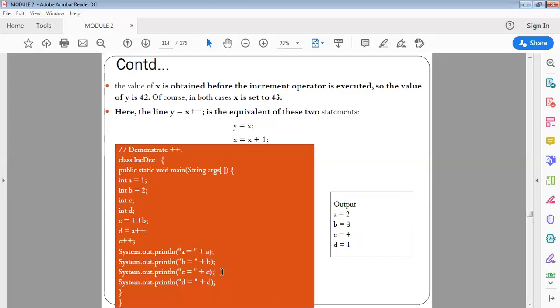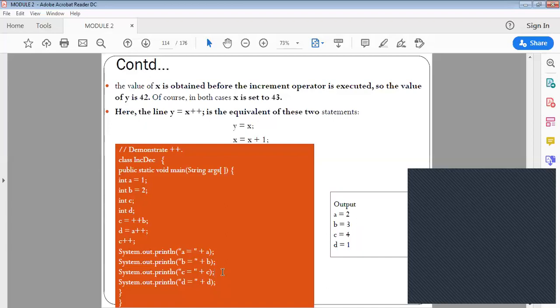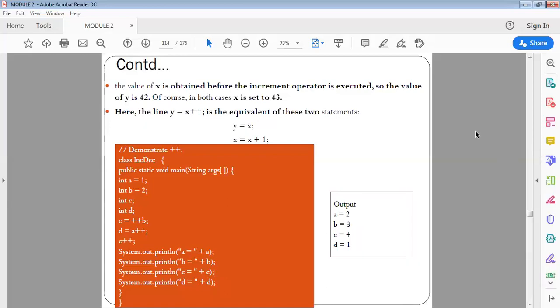Okay, next you take d = a++. Now the value of a, 1, is assigned to d, and then a is incremented. So now we tell what the c value is. Next, b is 3, a is 2, and d is 1, and c++. As c contains the value 3, it will be incremented, so you get the value 4, and that will be printed.